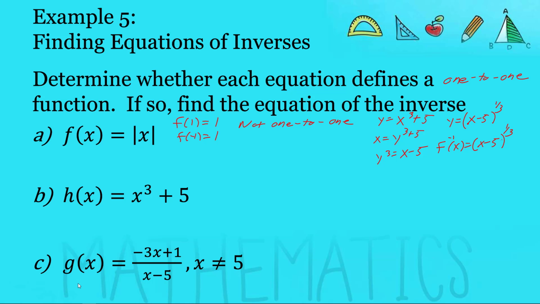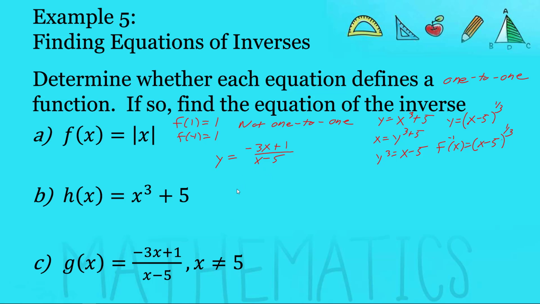Now here we have a rational function. Is this 1-to-1? I certainly hope that it is. Actually it is. I'll leave you to prove that. What I want to do is show how we can find its inverse. Once again, we are going to replace g of x with y. That will give me y is equal to negative 3x plus 1 divided by x minus 5. And of course this is not defined when x is equal to 5.